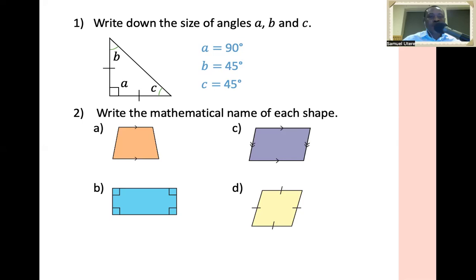For question 2, you were asked to write the mathematical name of each shape. Here, for shape A, the shape has a pair of parallel sides, so that is a trapezium. For B, that is a rectangle. For C, you can see that this shape has two pairs of parallel sides, so this is a parallelogram. And for shape D, although it looks like a parallelogram, it has all four sides equal, so we call this a rhombus.